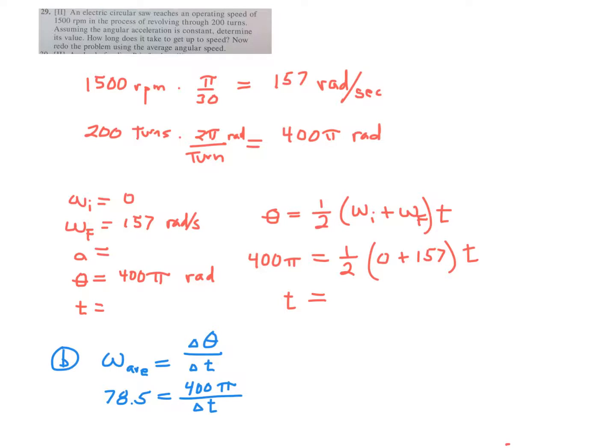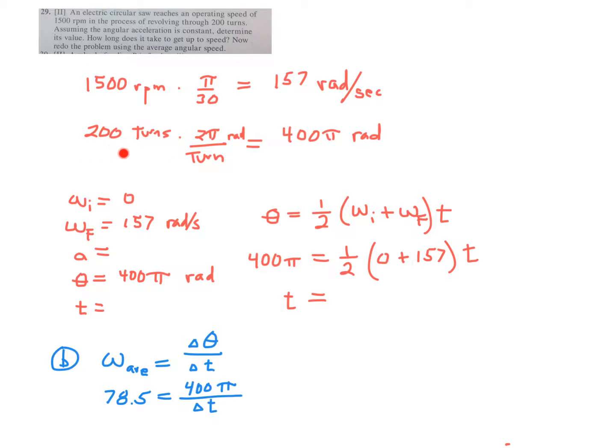So the first thing I have, I've converted from 1500 RPMs to radians per second. The simplified form is just to multiply by pi over 30, which is basically 2 pi over 60 seconds. One full circle is 2 pi radians in 60 seconds. So that converts into radians per second.